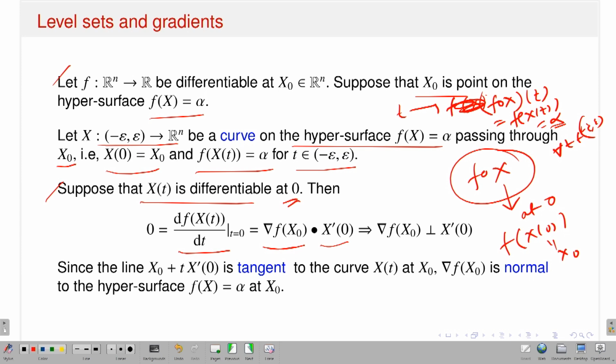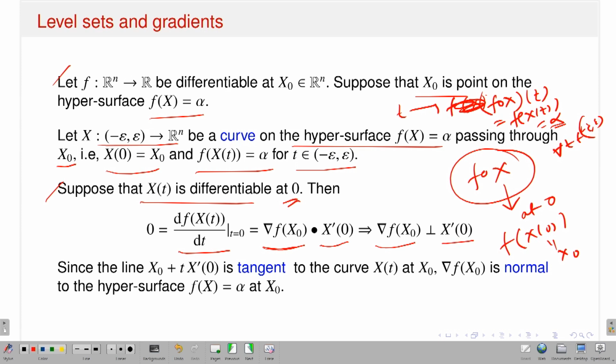So that means once I have this kind of set of assumptions, I am saying that 0 is exactly equal to the gradient vector of f at x naught dot product with x prime 0. In other words, the gradient vector is orthogonal to the vector x prime 0. So that's what I am saying.